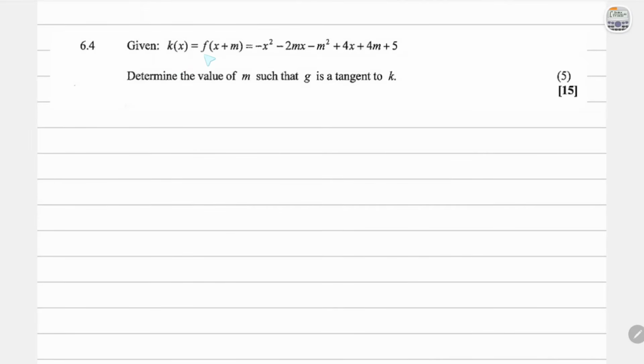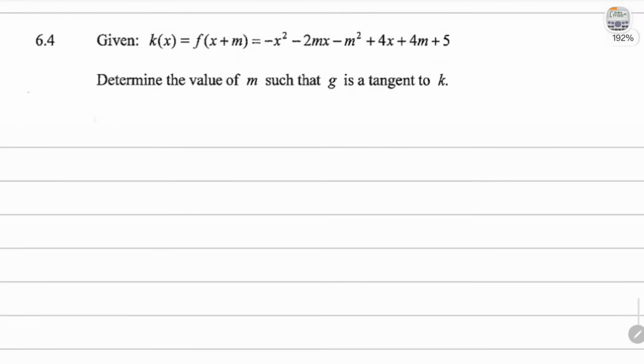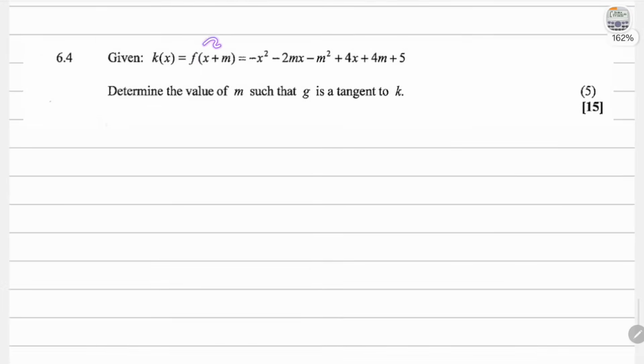6.4 says, given k of x is equal to f of x plus m. Okay, so a translation is happening here. So you can see that it's affecting x, meaning it is a translation either to the left or the right. Here's the thing.